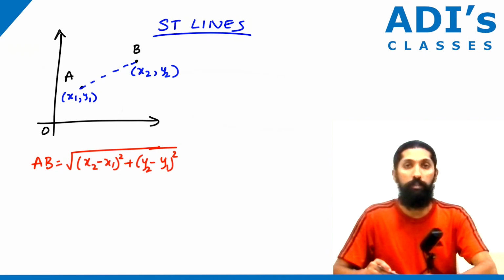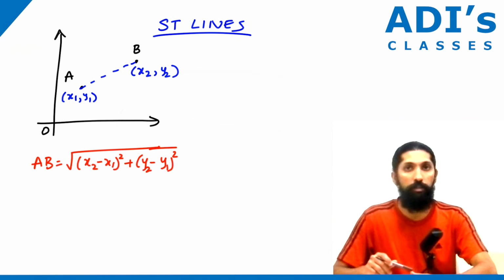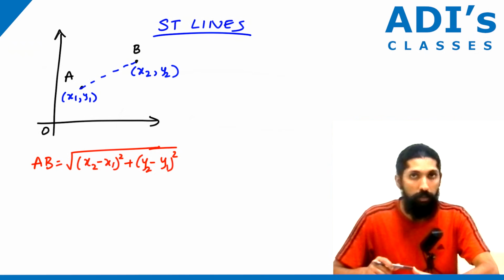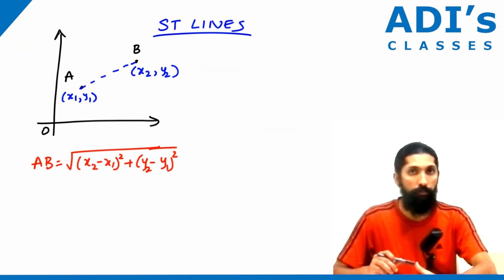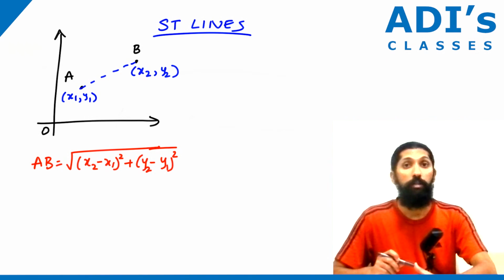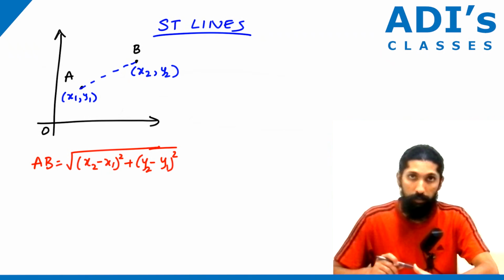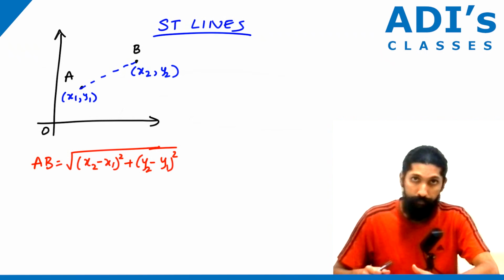Basically, the difference in the abscissa square plus the difference in the ordinate square. This gives us the distance between the 2 points, wherever it is and however the orientation of the point might be. This gives the distance between the 2 points. Now, after finding the distance between the 2 points, then we have section formula. Now, you have learned section formula also.